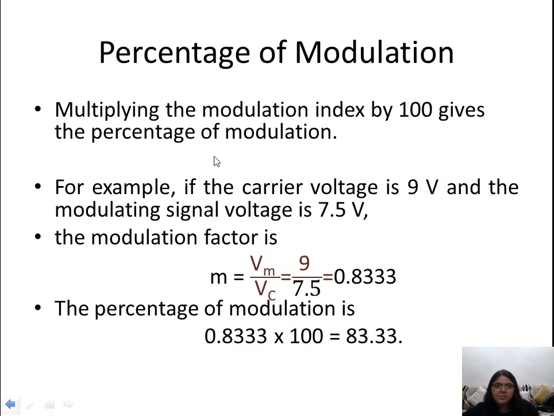But if you want to find the percentage of modulation, meaning the amount or degree of modulation, then it is 0.8333 multiplied by 100, which is equal to 83.33. So the amount of modulation that is done is 83.33 percent. So this is about the modulation index, percentage of modulation, and a few concepts related to the mathematical expressions of AM. Thank you very much everyone.